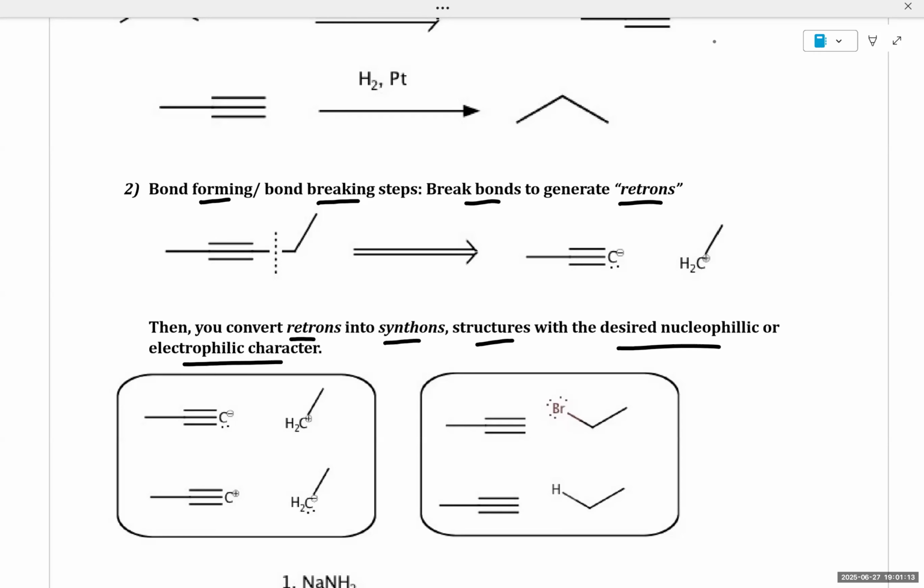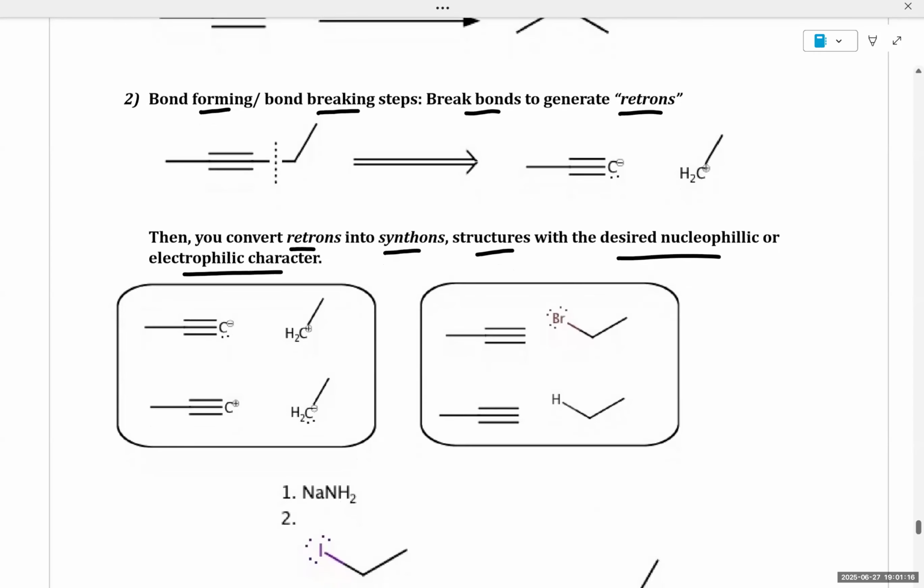For example, if I wanted a carbon fragment where I have an alkyne with a negative charge in the alkyne carbon, well, this is just an acetylide ion. And I know I can make that from an alkyne. By the same token, a carbon with an electrophilic character at this carbon would be made from an alkyl halide because the alkyl halide carbon is electrophilic.